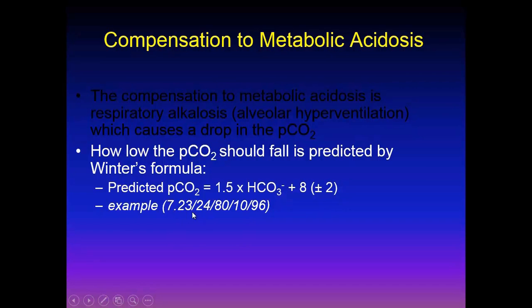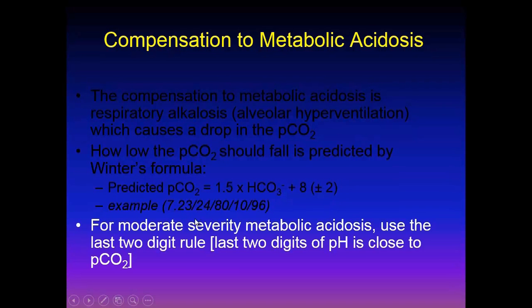Here's an example. This is a metabolic acidosis, low bicarbonate, and acidemia. The PCO2 of 24 is approximately 1.5 times the bicarb of 10 plus 8. Well, 1.5 times 10 plus 8 is 23. 24 is close enough. It's within 2 of the predicted. So this is a Winter's formula compensated metabolic acidosis.